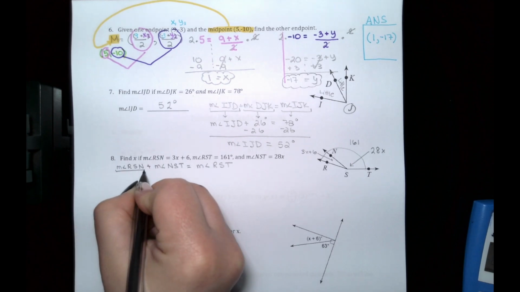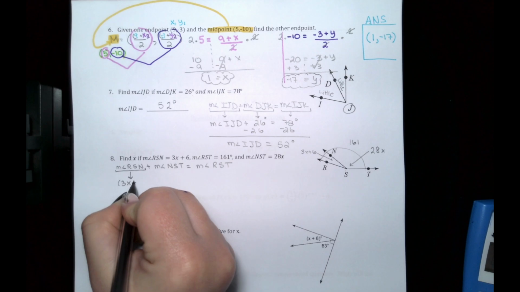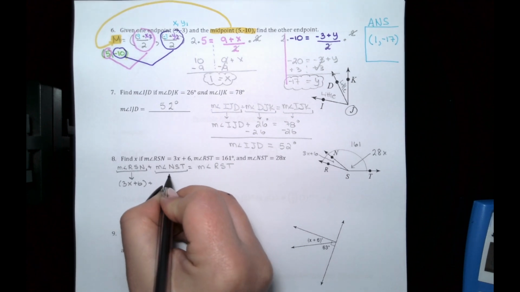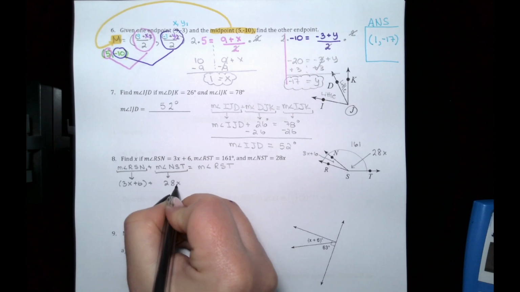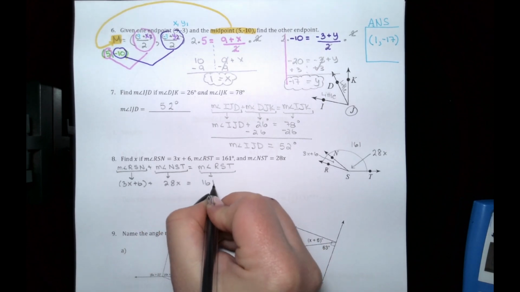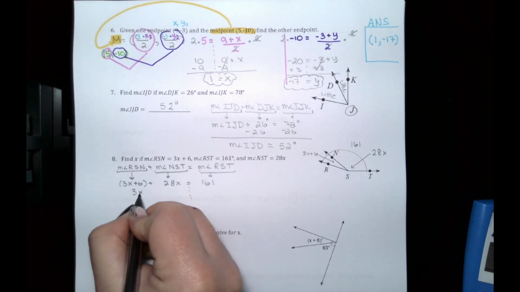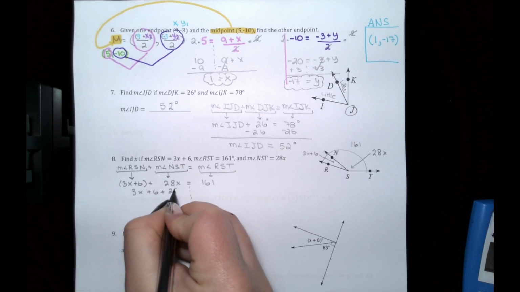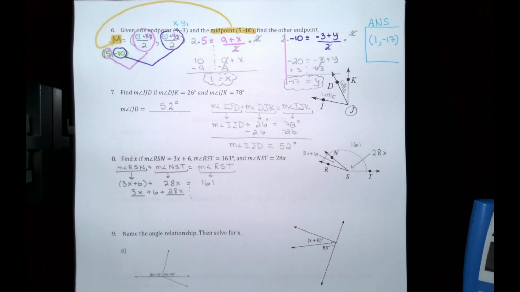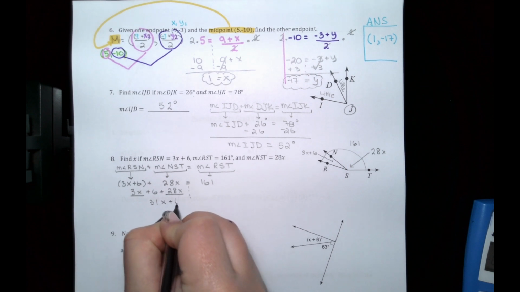Then we plug information in. RSN is 3x plus 6. The measurement of NST is 28x. And the measurement of RST is 161 degrees. Drop your parentheses, start combining like terms. Here we have 28x that we need to combine with 3x. 28 plus 3, we get 31x plus 6.